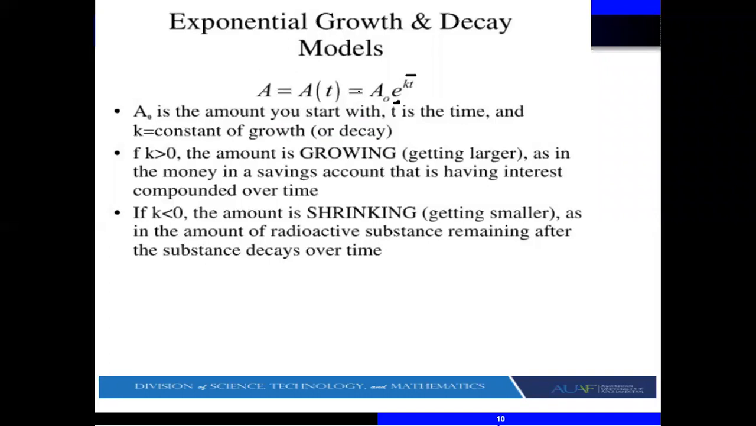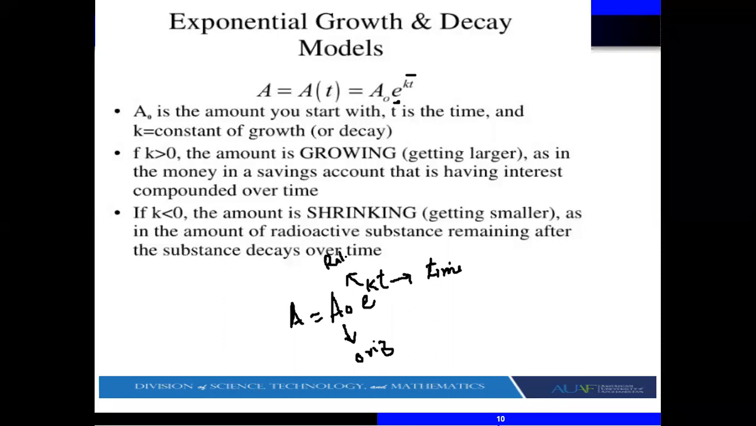What are these? We have A equal to A naught e power kt, or you can use rt, any value. A naught is the original amount. If you are talking about population growth, this is the original population. T is the time after many years, for example, after 2 years, 3 years, 4 years. And k is the rate of increase, like a slope, and this must be in percentage.